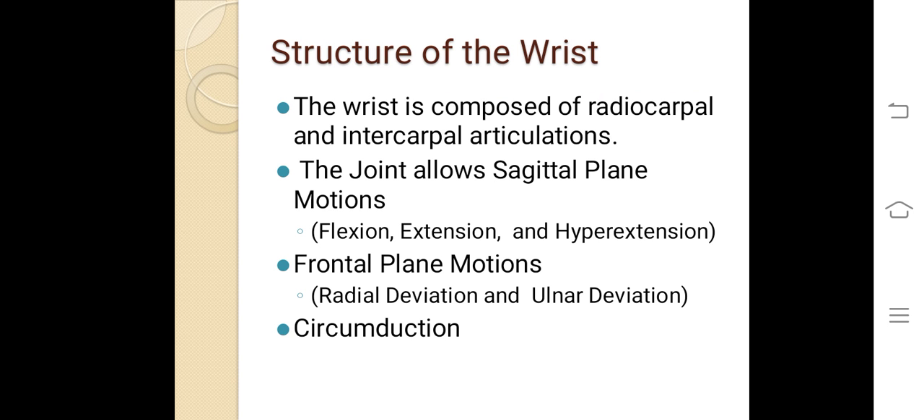Structure of the wrist joint. The wrist is composed of radiocarpal and intercarpal articulations. This joint allows sagittal plane motions, frontal plane motion, and circumduction movements. In sagittal plane motion, flexion, extension and hyperextension movements are allowed, while in frontal plane motion, radial and ulnar deviation are allowed.